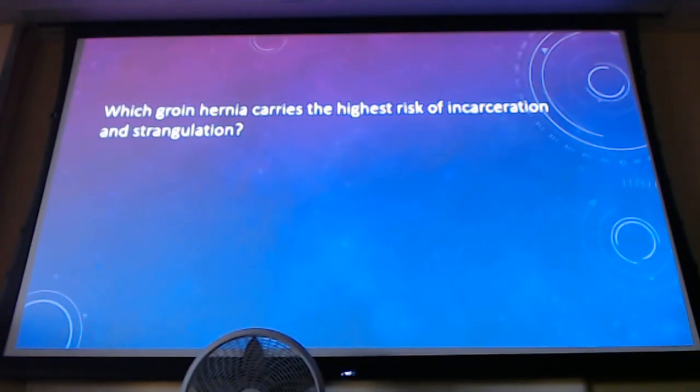Good. All right. Which groin hernia carries the highest risk of incarceration and strangulation? What are your three groin hernias? Direct, indirect, femoral. So which one is most likely to be incarcerated and strangulated? Femoral. Good.